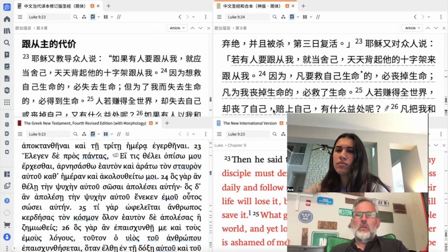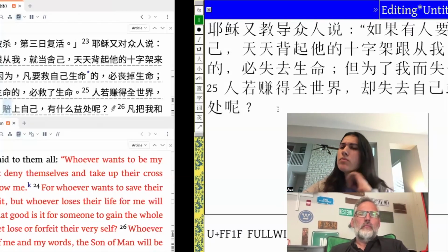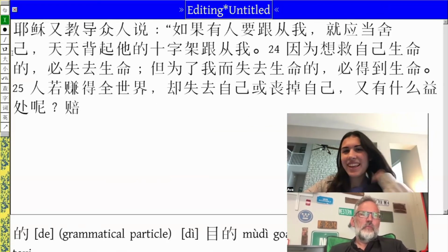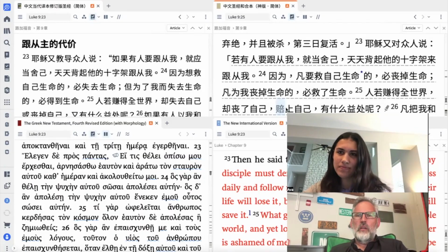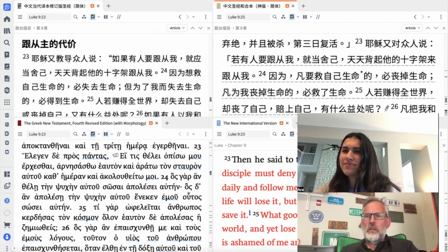Oh, this is interesting. 赔上自己. "Pei" is like to owe or pay. I think it kind of means pay. Yeah, "pei", second tone, means pay. 赔上自己有什么益处呢? So you can see that regardless, a lot of the language is the same in those two translations. So anyway, pretty good study.